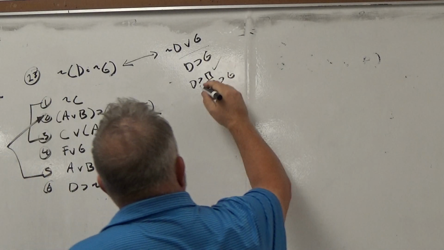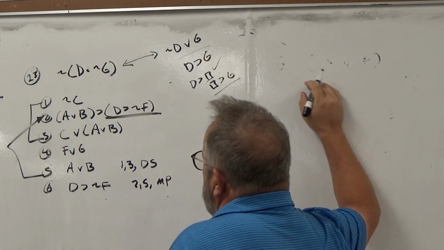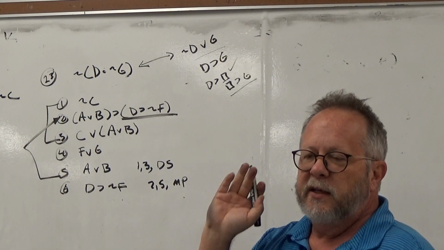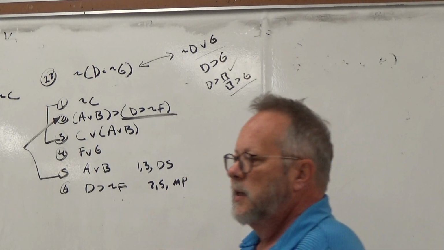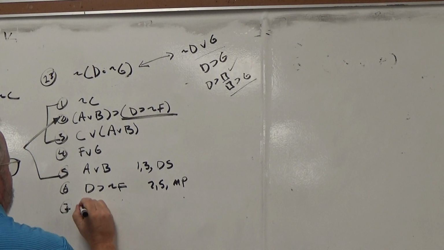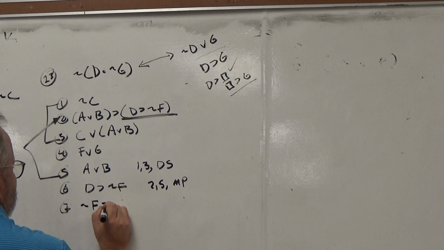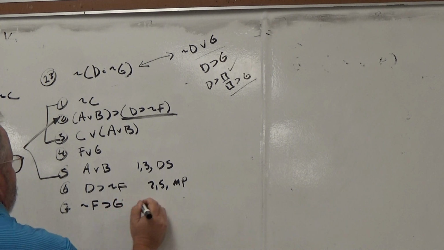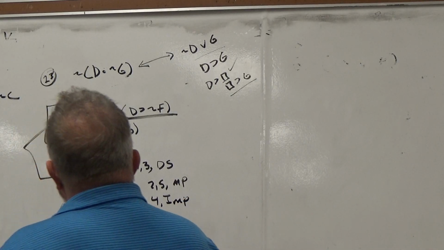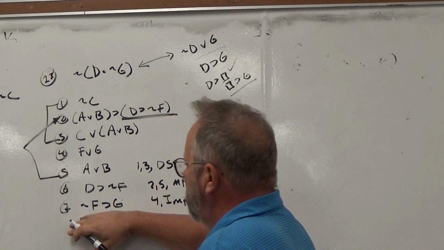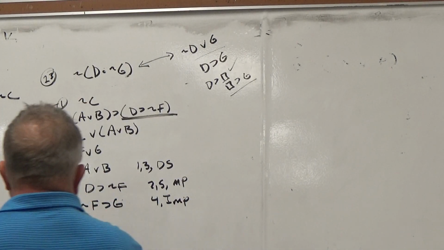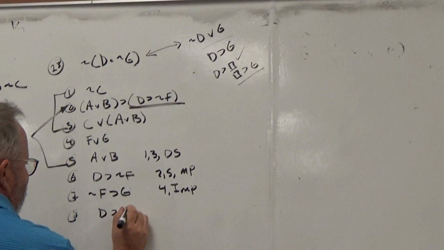Now I said I need a D then blank and a blank then G. I don't have a blank then G, but I have an F or G, and I can convert ors to thens. And let's see what happens when I do that. So an F becomes not F, then G. That comes from 4, and that's by implication, okay? And now look, these two can be fit together by hypothetical syllogism. So I get D then G.